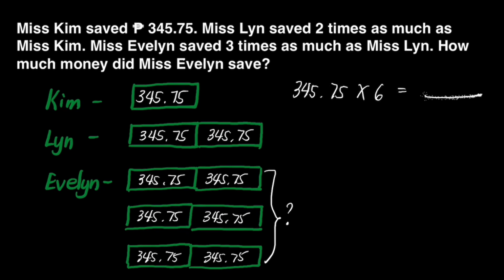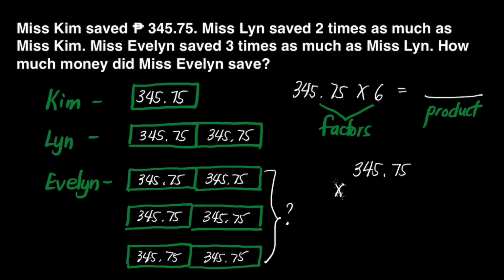So all we need to do is to multiply 345 pesos and 75 centavos and 6. Why 6? Because we have 6 boxes. Our factors are 345 pesos and 75 centavos and 6. And whatever is the answer, we call it a product. Now we're ready to multiply. How do we multiply decimals?